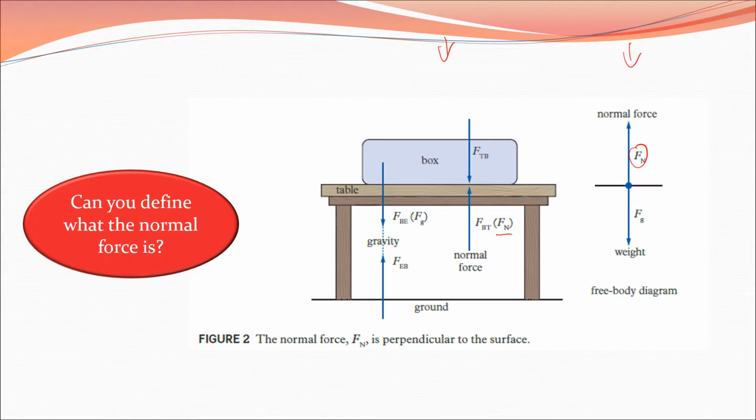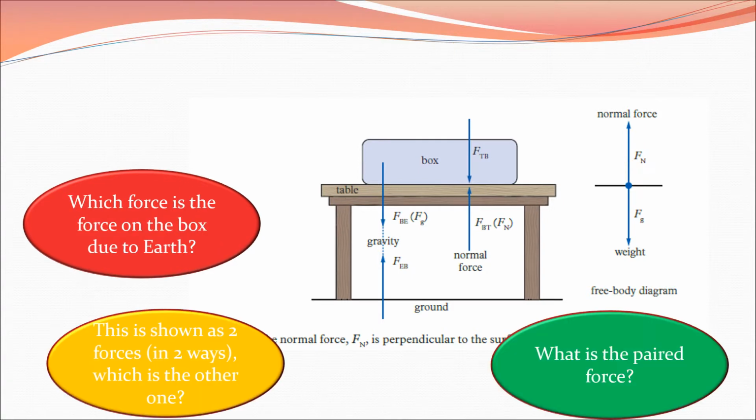Because the box is at rest, it's not moving, it's not accelerating in any direction, it's sitting there at rest. So because it's still being attracted towards the Earth, the table's holding it up, that's what we think of as the normal force.